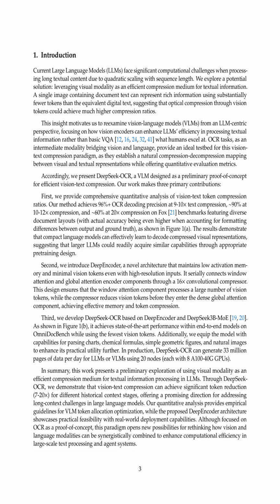Second, we introduce DeepEncoder, a novel architecture that maintains low activation memory and minimal vision tokens even with high-resolution inputs. It serially connects window attention and global attention encoder components through a 16x convolutional compressor. This design ensures that the window attention component processes a large number of vision tokens, while the compressor reduces vision tokens before they enter the dense global attention component, achieving effective memory and token compression.